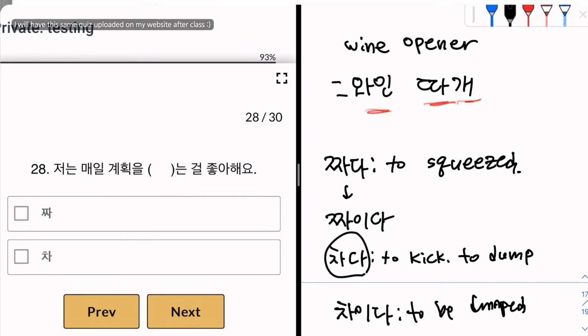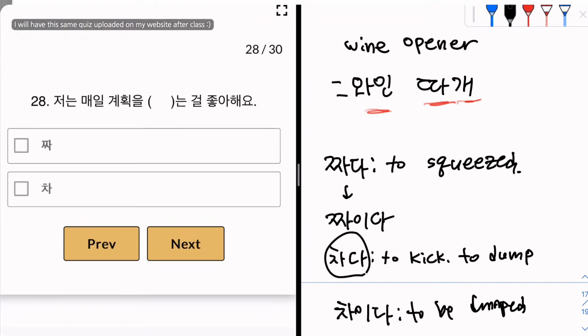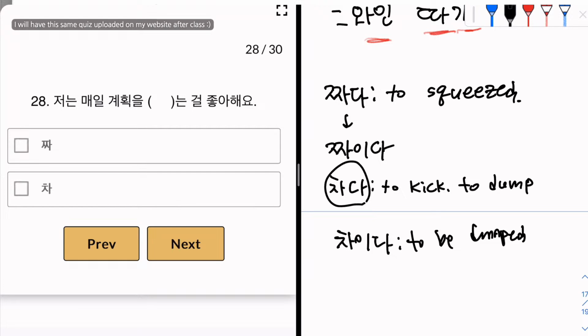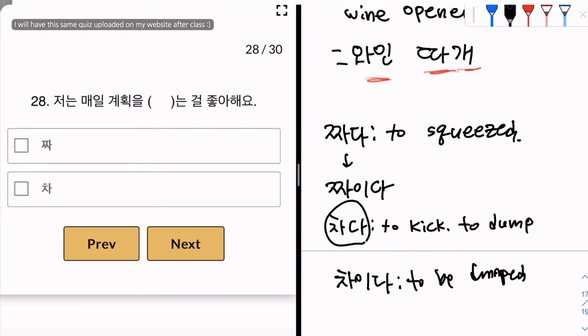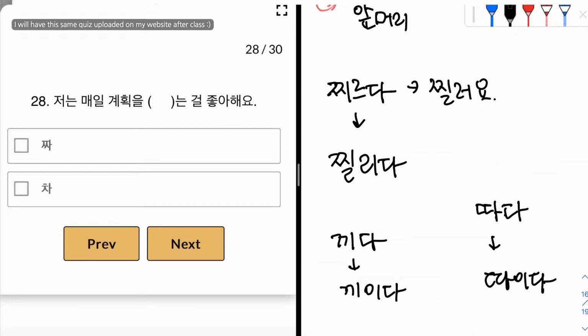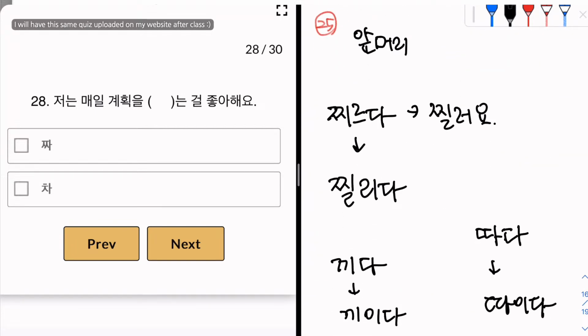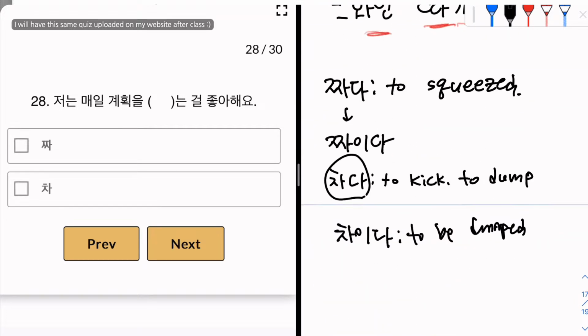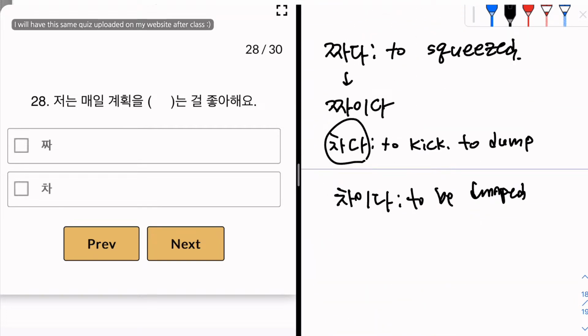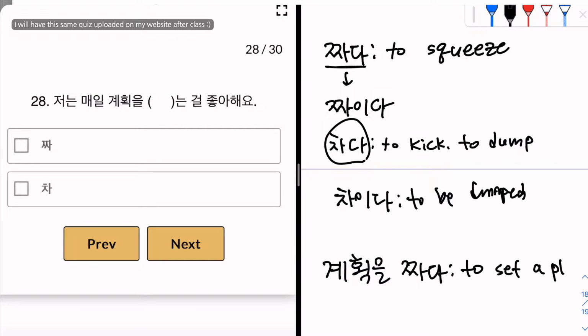차다, 차이다. And this one, you guys can 100% get this question right because I just explained when 짜다 can be used. I mean, not just now, but one question before I explained when 짜다 can be used, right? 짜다 can be used to squeeze, but when it's used with a plan, 계획을 짜다, it means to set a plan, right?